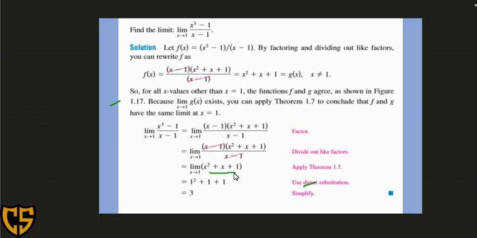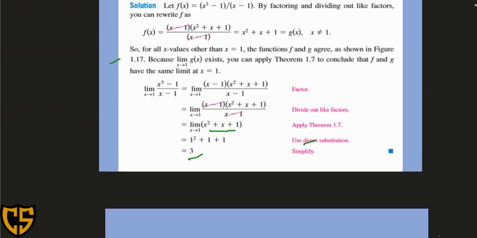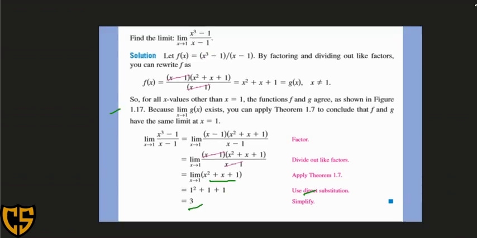Here we can now substitute the value of x approaching 1. So we have 1 squared plus 1 plus 1. So this is direct substitution. Then our answer will be positive 3. Okay, so that's it. How simple it is when we use this process.